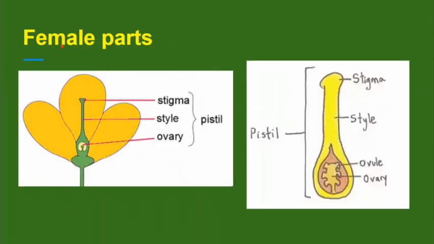Now when you look at the female parts, mainly we have stigma, style and ovary, and together they are called pistil. If you see an enlarged picture, you can see the stigma at the top of the female part, and the style is the middle portion. And there are ovules and the ovary in the central portion. These are the main parts of the female part of a flower, and together they are called pistil.